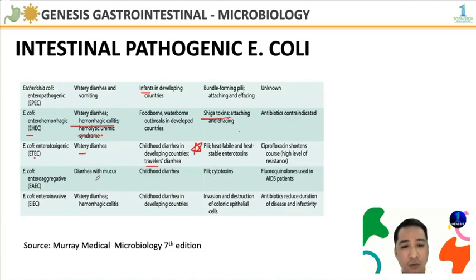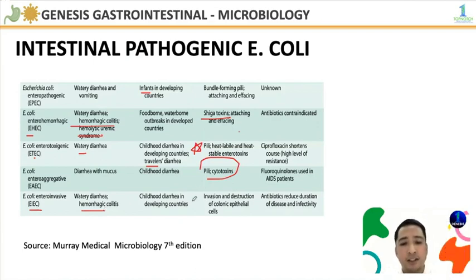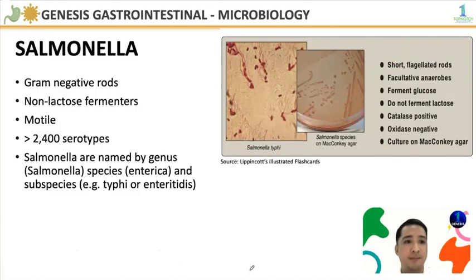Enteroaggregative, di ko masyadong binigyang importance yan. It is associated with childhood diarrhea. Just take note of your pili and your cytotoxins. And the management includes the use of your fluoroquinolones. Enteroinvasive will present with hemorrhagic colitis. There is invasion and destruction of the colonic epithelial cells. Antibiotics may reduce the duration of disease activity.